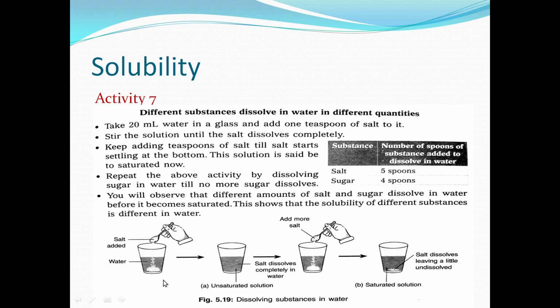Now let's see, here you have taken 200 ml of water in the tumbler and you are adding 1 teaspoon of salt to it. What will you observe? That salt dissolves completely in water. This tumbler of salt water solution is unsaturated. Unsaturated means you can add more salt into it.